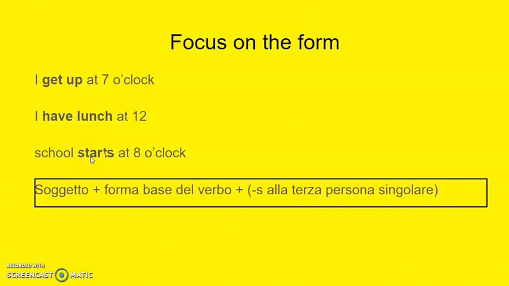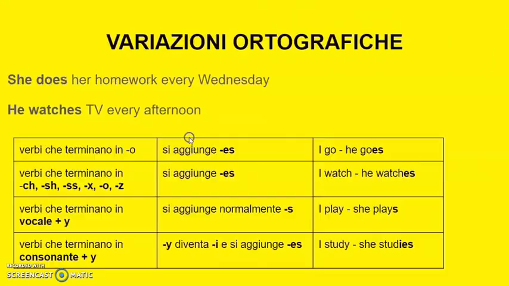For example, school starts at 8 o'clock. So in this map here, we can find soggetto, in this case is I, school, plus forma base del verbo, get up, have lunch, plus S alla terza persona singolare. Start becomes starts. It is the only difficult thing that we have when we study the present simple. Not the only one. Let's have a look at other changes.